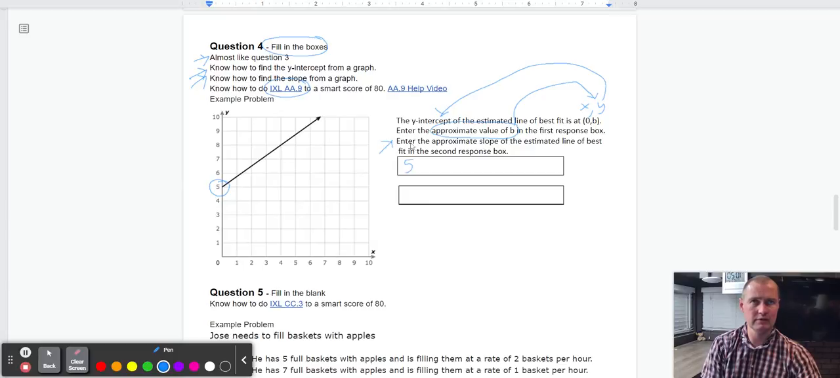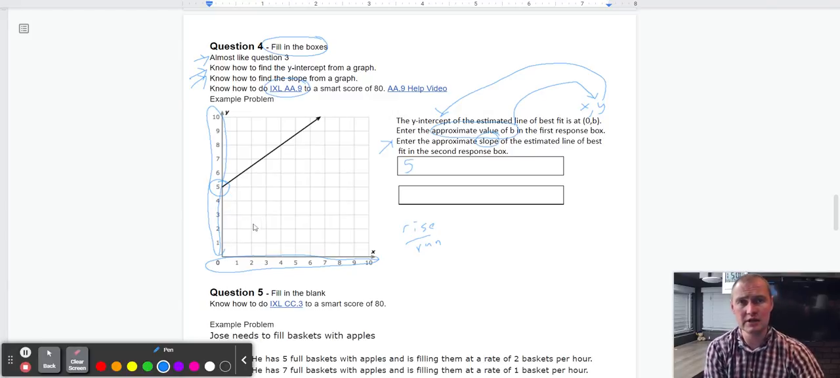All right, there's one more box. Read the second part. Enter the approximate slope of the estimated line of best fit in the second box. So remember, we're looking for slope. Rise over run. Check your increments out. Make sure you're counting correctly. So we are going to count by ones using the x's, and we're also going to count by ones using the y. So we can count boxes in this case because the boxes do count normally. 1, 2, 3. Same thing. 1, 2, 3.